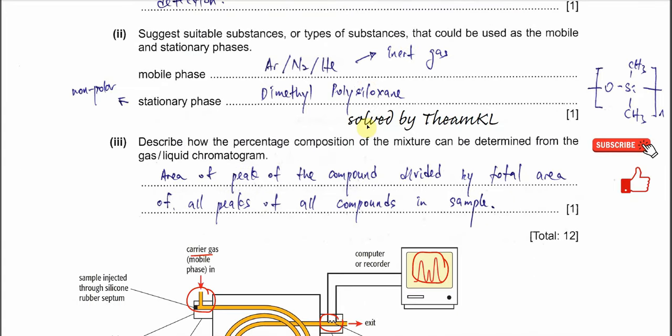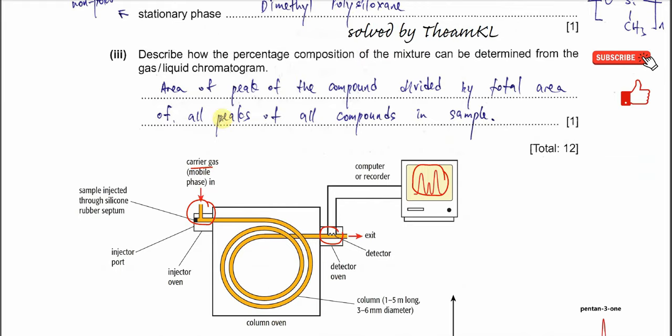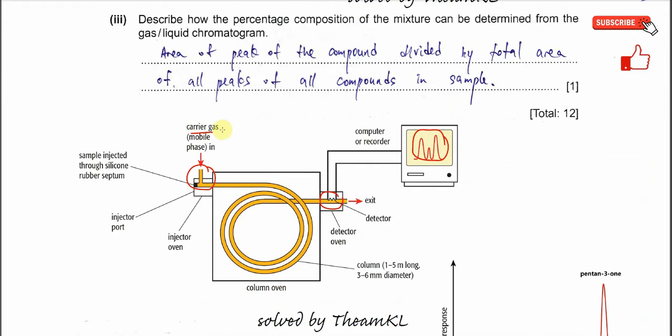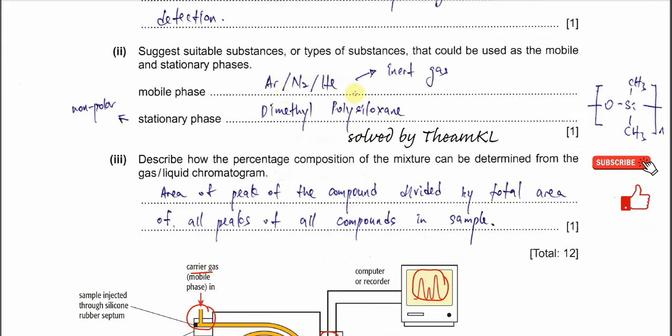Part two: suggest suitable substances or types of substance that could be used as the mobile phase and the stationary phase. I told you already, the mobile phase in GC is the inert gas. So you just use any one of these: argon, nitrogen, helium. All these three can be used, but you choose one.